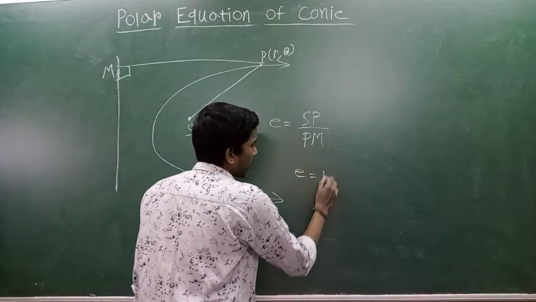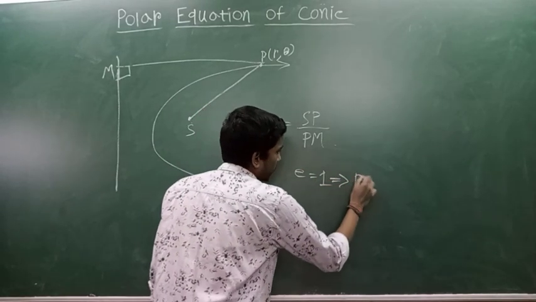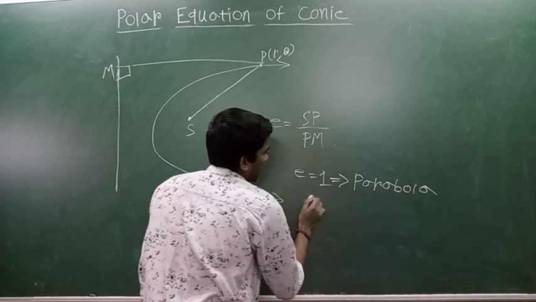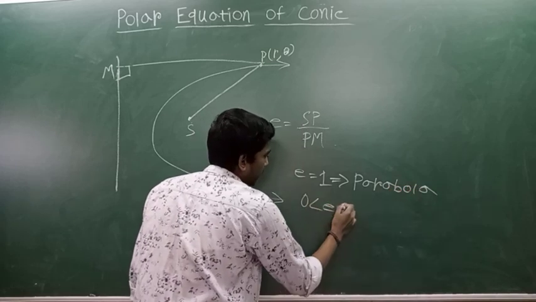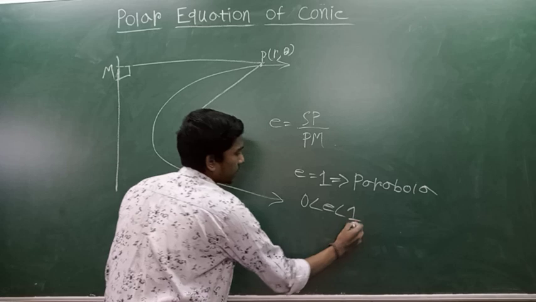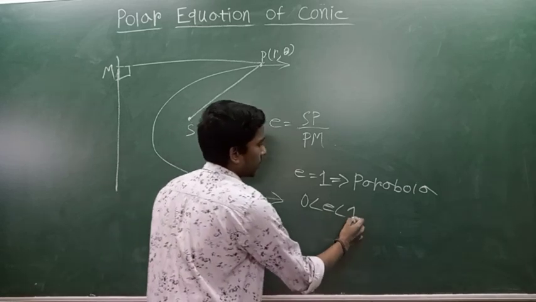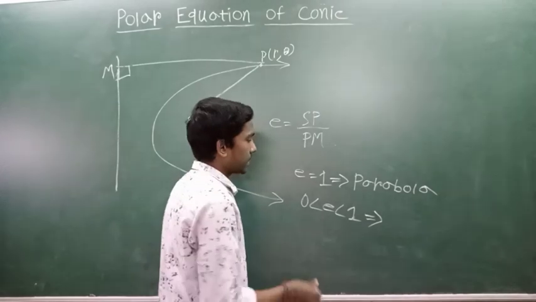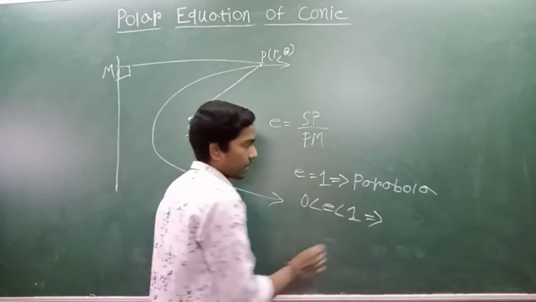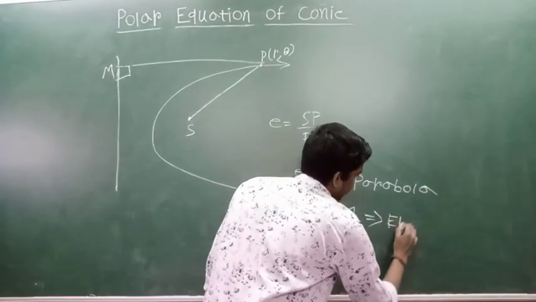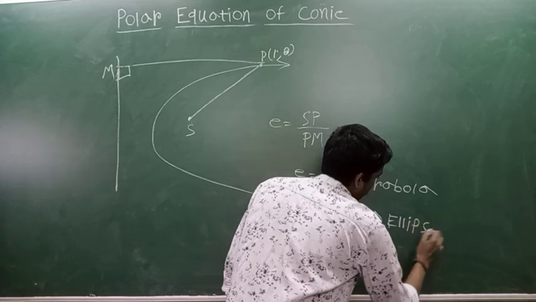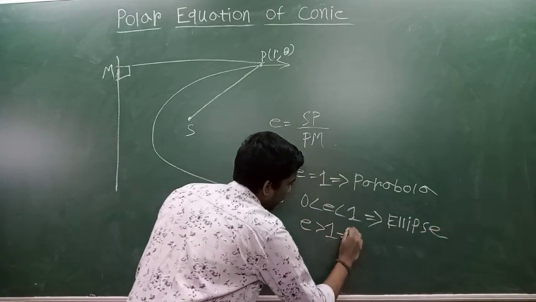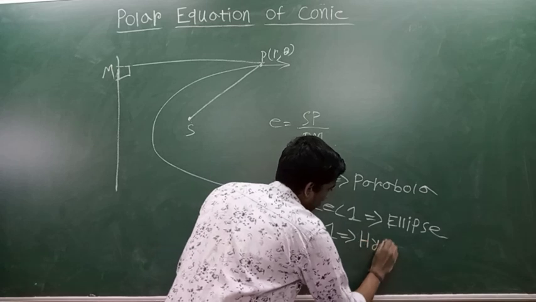If e is equal to 1, then it is a parabola. If e is less than 1, and obviously greater than 0 since it's a ratio of lengths, it's an ellipse. And if e is greater than 1, it is a hyperbola.